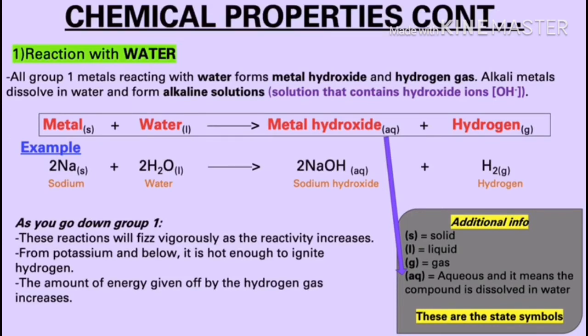The red writing in the text box is the generic equation for this reaction. So a metal plus water gives you metal hydroxide and hydrogen. An example of sodium reacting with water is shown.